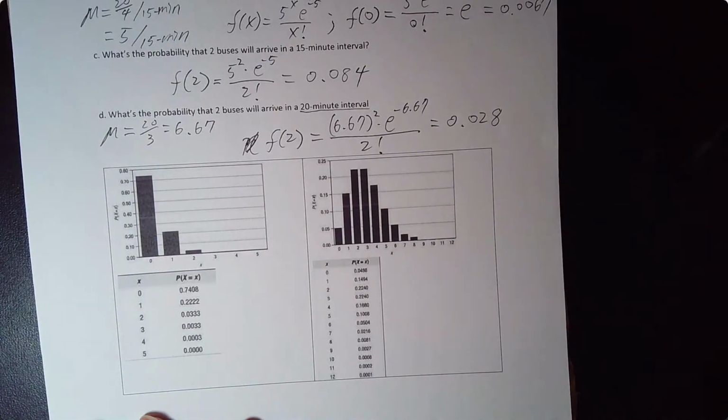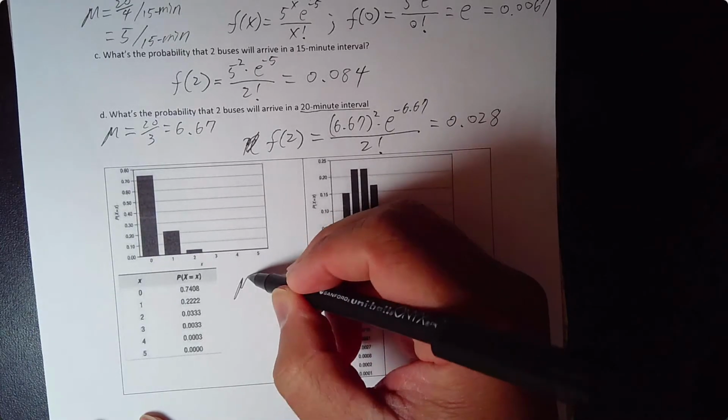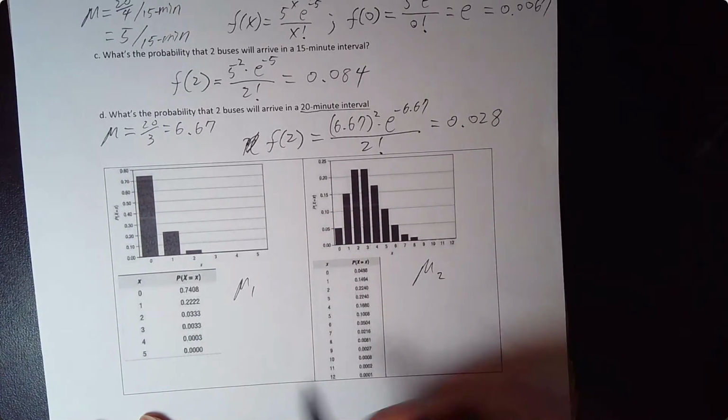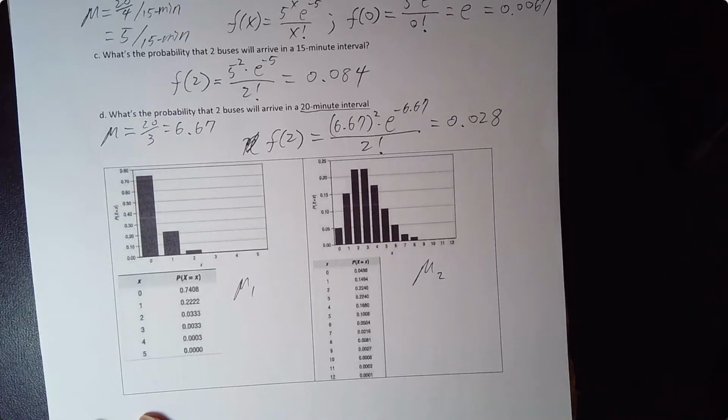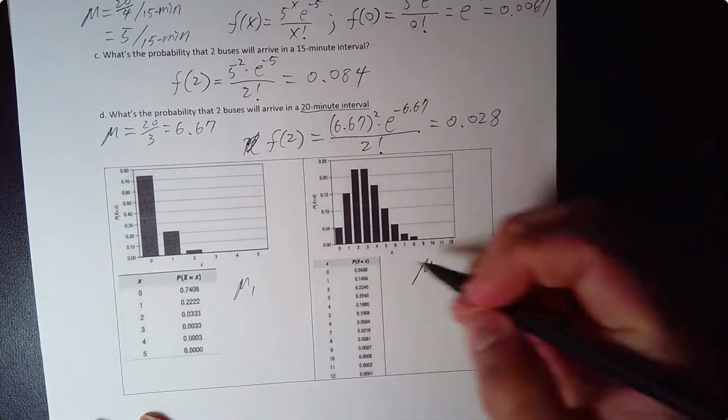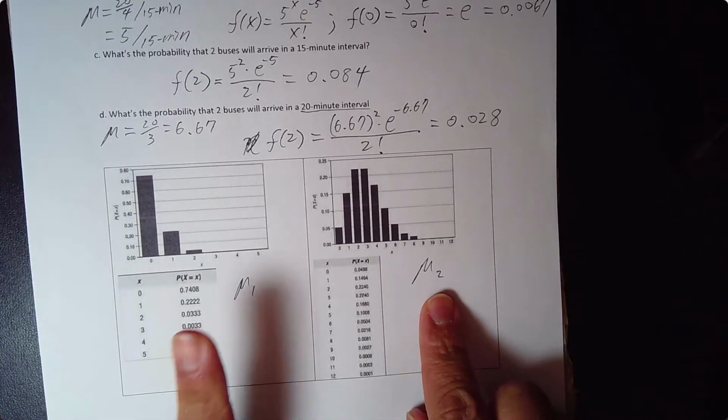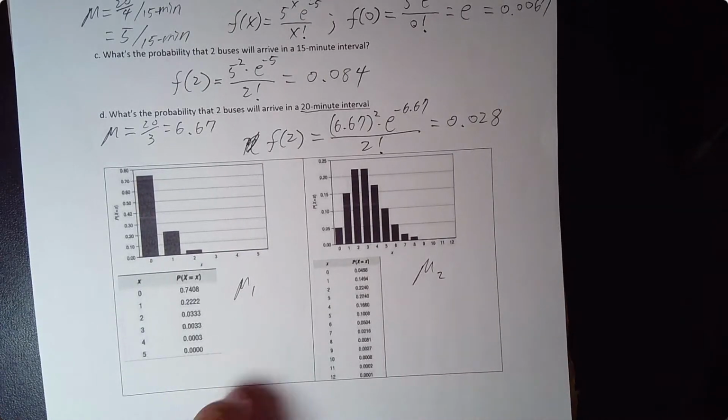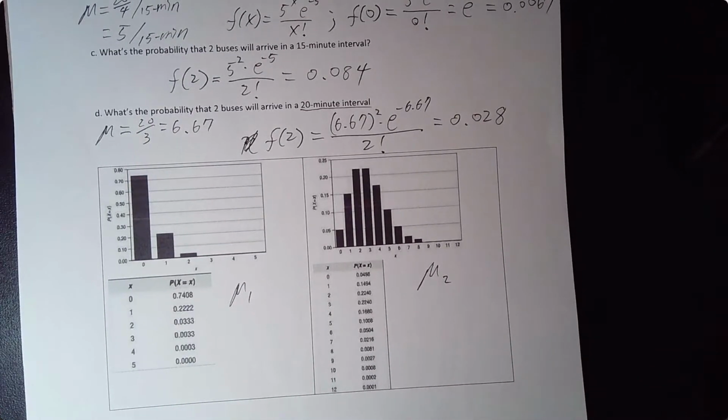Here's a question for you. I have a mu1 here and a mu2. So these are two different mu's. Which one is bigger, mu1 versus mu2? 1 or 2, which one is larger? Pause the video, think about it, and restart when you think you have an answer.